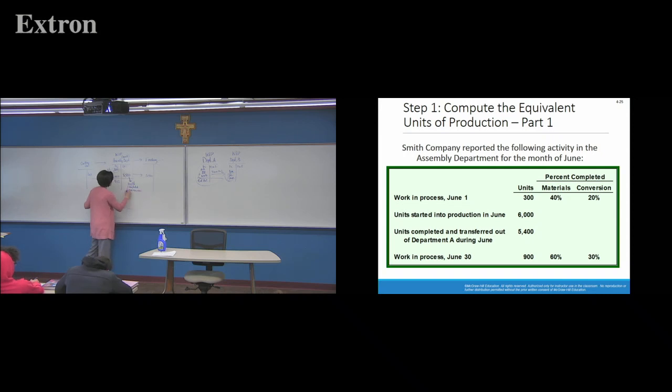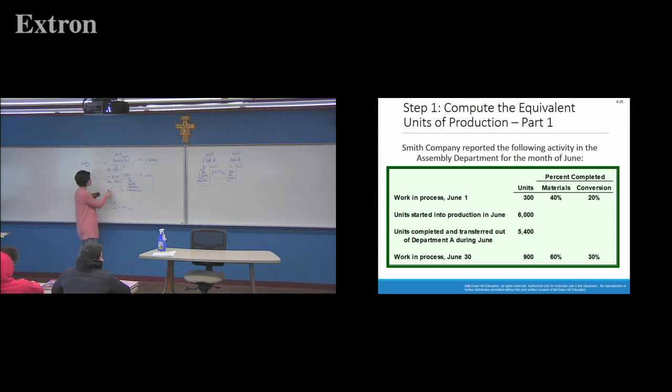Otherwise, they wouldn't be moving on to the next stage of the process. So anytime units are transferred out, they're 100% complete. The units that remain are only partially completed. But just like my 2 half-full glasses of water, I've got to convert those units to an equivalent units of completed units. So notice we have 2 different percentages though, right?